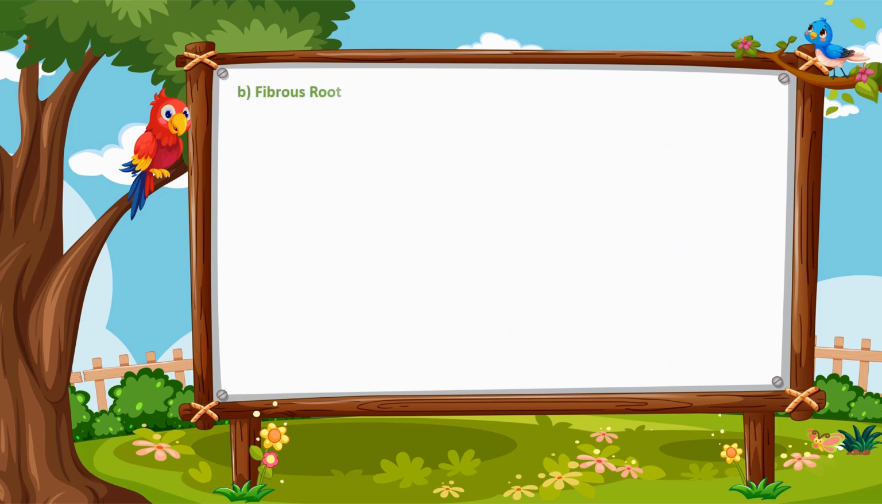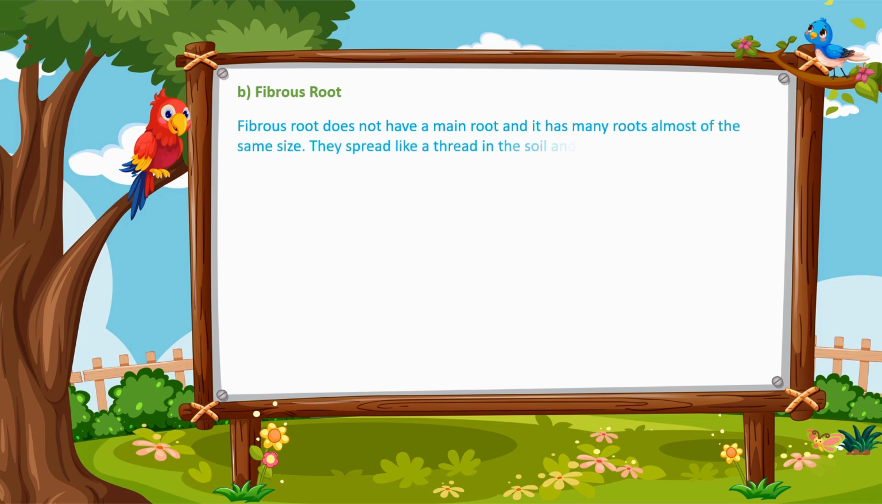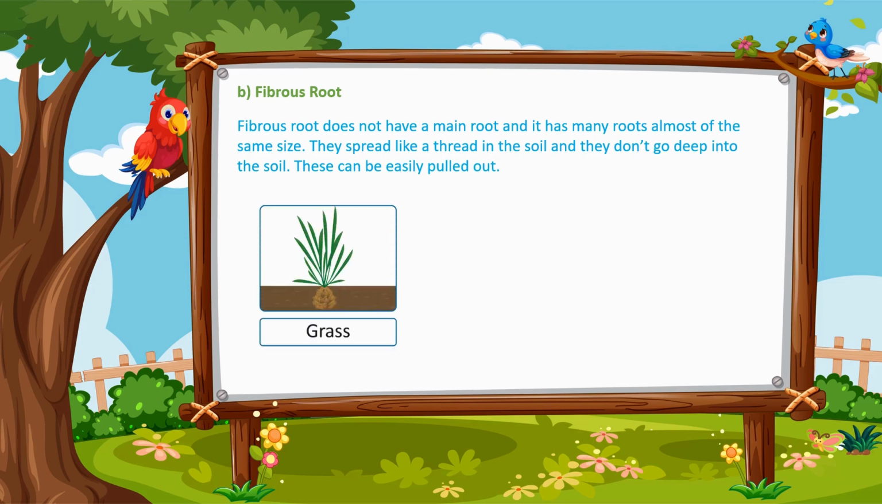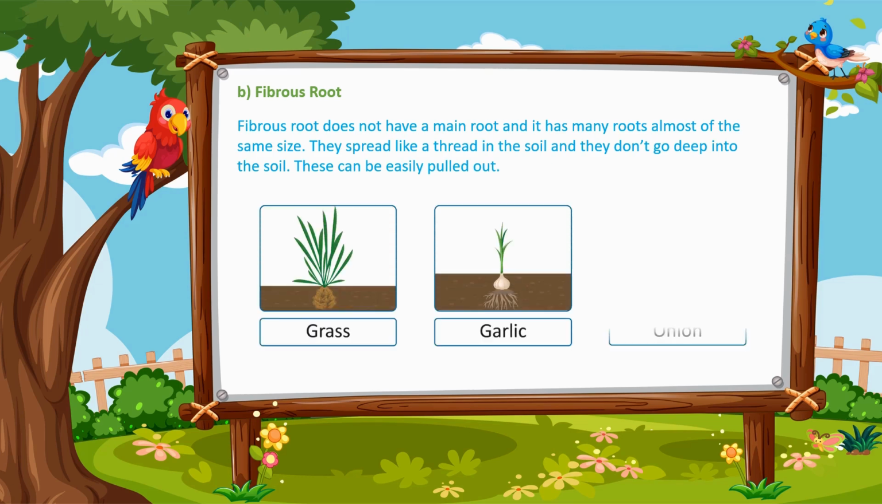B. Fibrous root. Fibrous root does not have a main root and it has many roots almost of the same size. They spread like a thread in the soil and they don't go deep into the soil. These can be easily pulled out. Grass, garlic, onion.